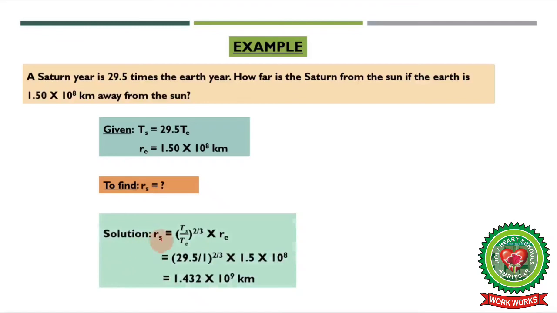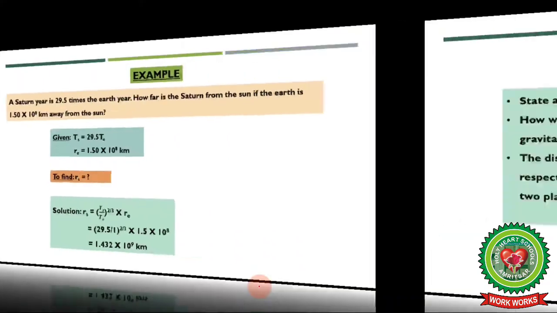So let's see the solution. RS is equal to TS divided by TE whole raised to power 2 by 3 into RE. By putting the values of TS, TE, which is equal to 1, and TS 29.5 and RE 1.5 into 10 to the power 8, and on solving we'll get 1.432 into 10 to the power 9 kilometer.